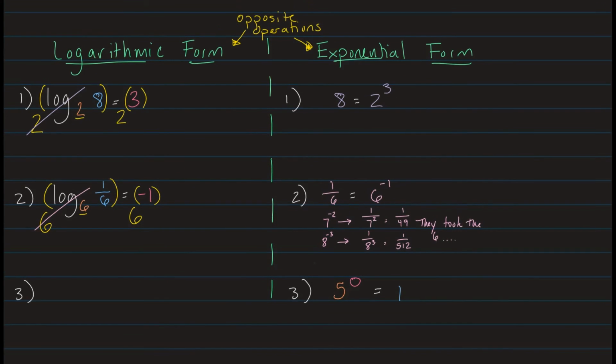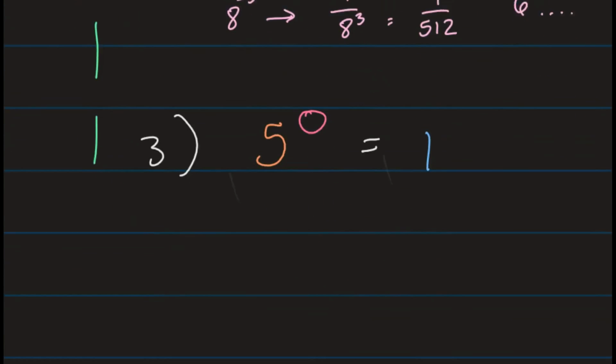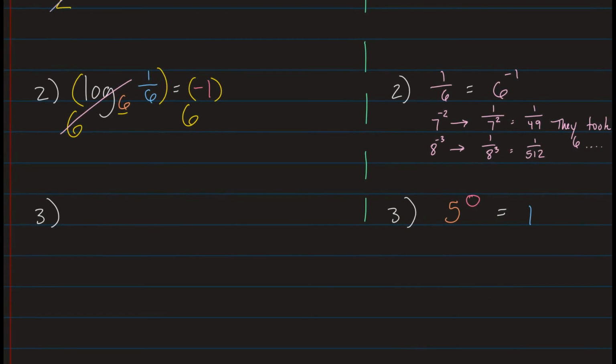Now let's keep going and do our last problem, number 3. This time we're going from exponential to logarithmic. Now it works the exact same way in that you're performing the opposite operation. So here we can see there's a number with an exponent. 5 raised to the power of 0 is equal to 1. In order to get this out of exponential form, you have to perform the opposite operation, which the opposite operation of exponential is log. So you have to log both sides. Now we keep the exact same base.